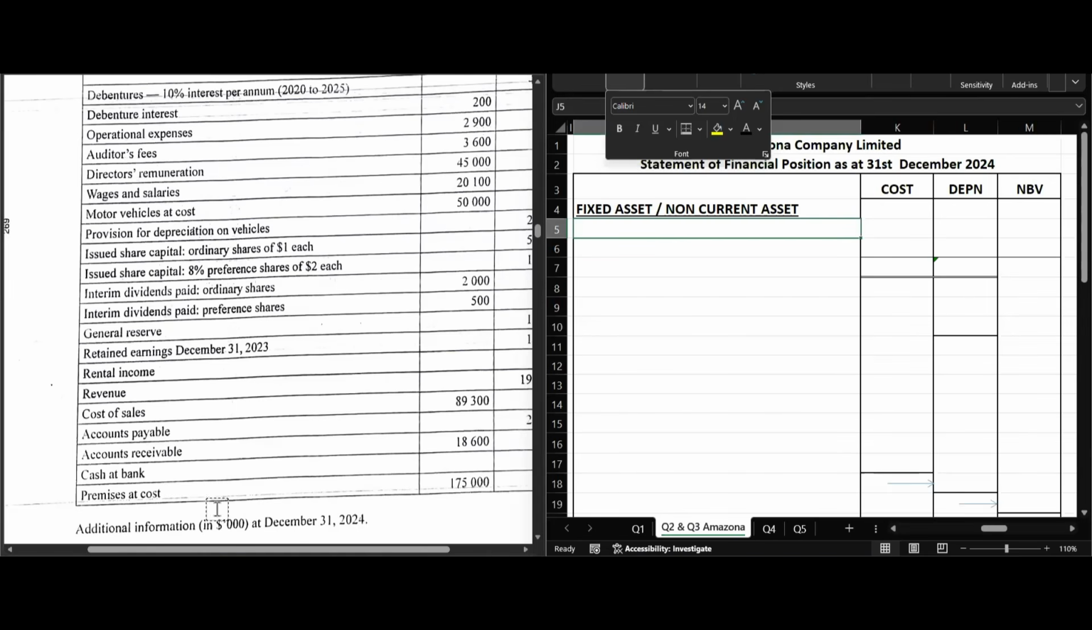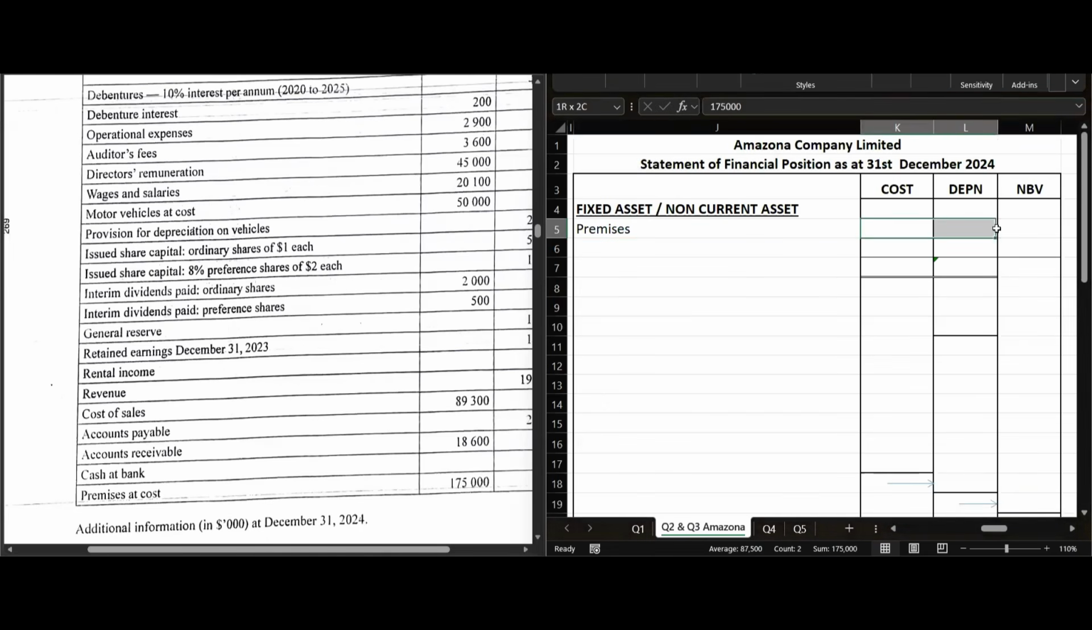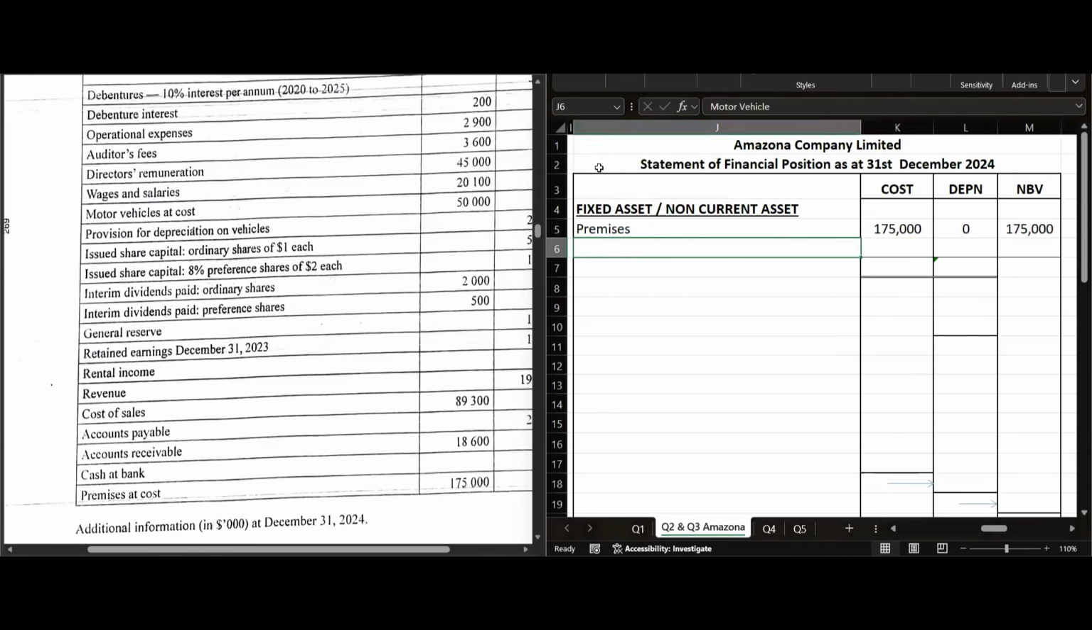Premises at cost, way down at the bottom. You see there? Way down at the bottom. So premises at cost, 175. Now, of course, there wasn't any depreciation of the premises, so depreciation 0, net book value is 175. Motor vehicle, the original cost of the motor vehicle was 50,000. There we go.